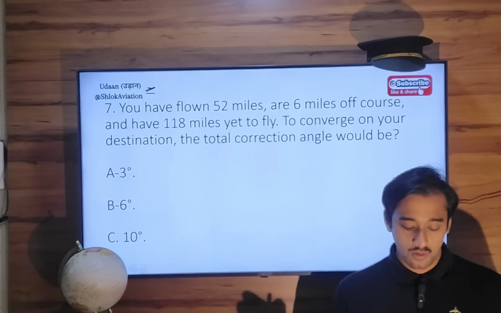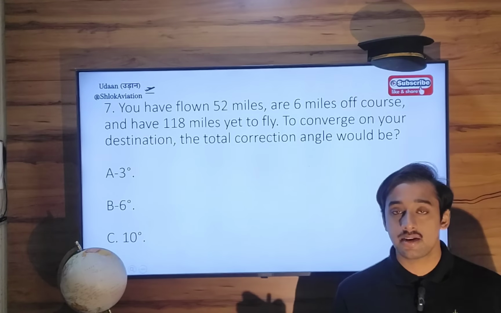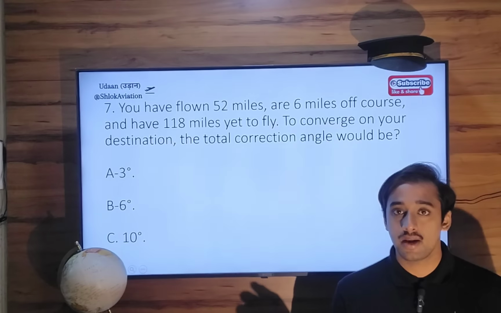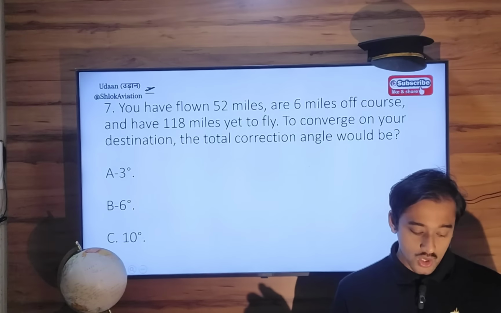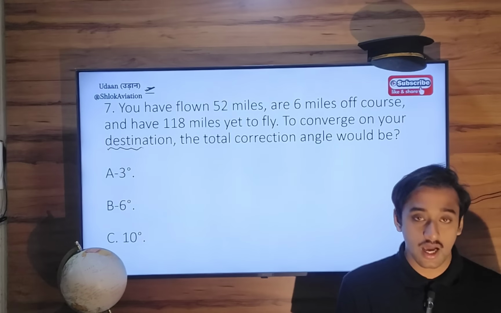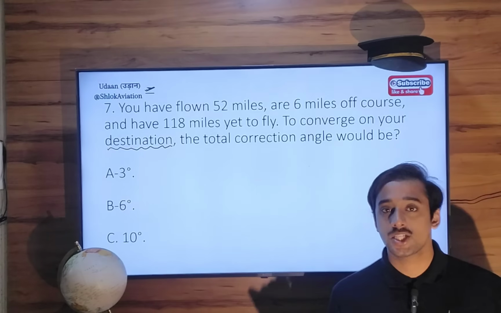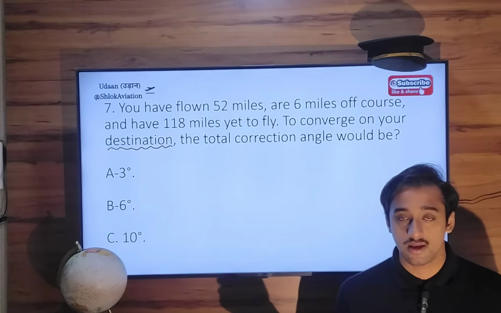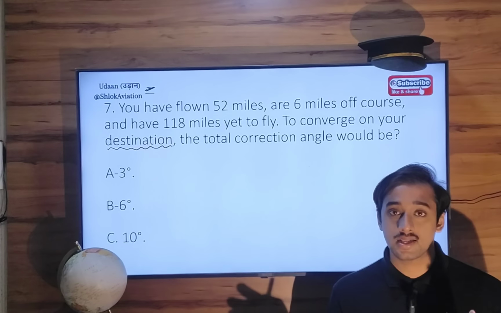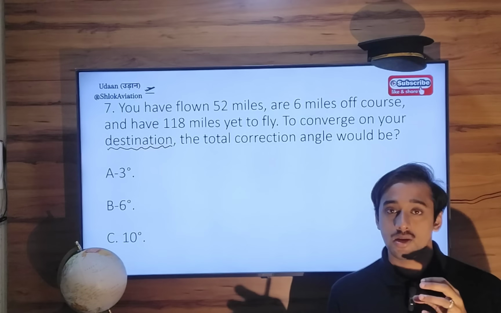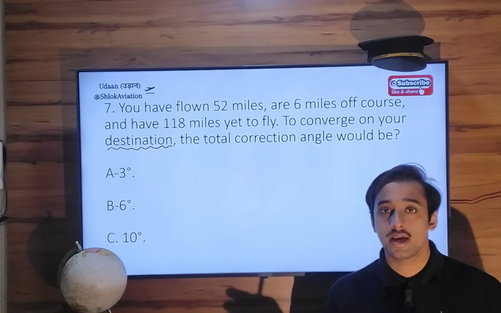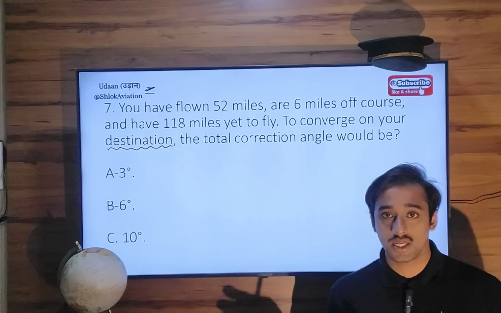You have flown 52 miles and are 6 miles deviated from the track. You have 118 miles yet to fly. Remaining distance is 118. To converge on your destination, the question asks that you have to get back to your destination directly and not converge or join the track to your destination. Okay, so there are two methods. There is the double track error method. Using the double track error method, you will come back to your track and then go to your destination. The second method is track error and closing angle, in which you will fly directly to your destination.